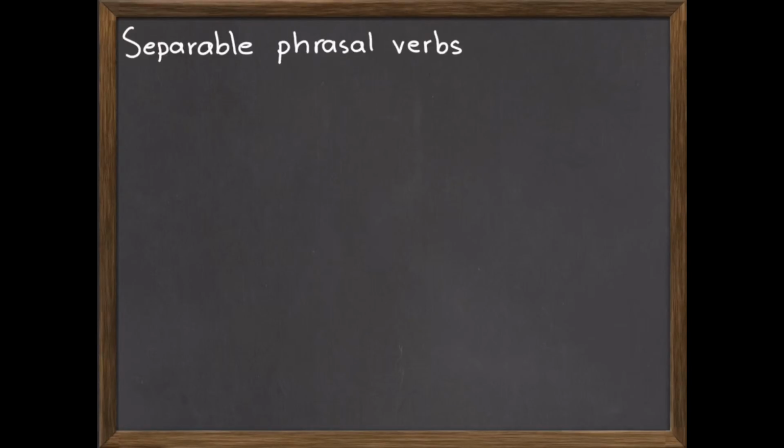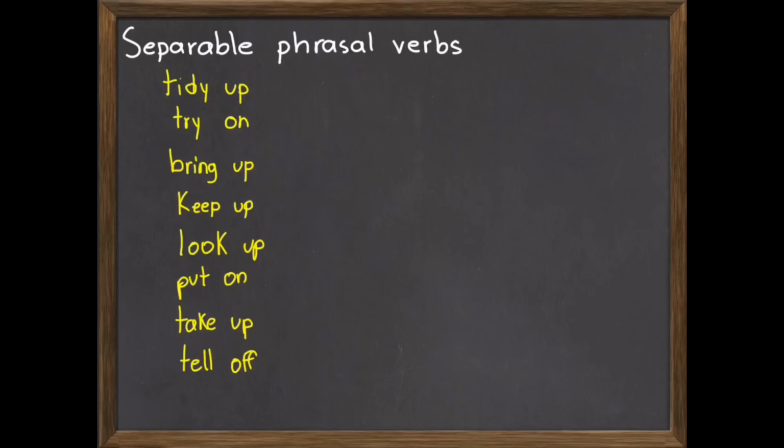Lastly, let's look at separable phrasal verbs. A phrasal verb, as you may know, is a two-word verb consisting of a verb and a particle. It could be an adverb, it could be a preposition. For example, there are a couple of phrasal verbs that we have already seen: tidy up, try on, bring up, keep up, look up, put on, take up, and tell off.